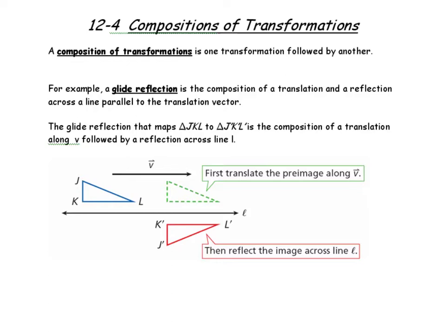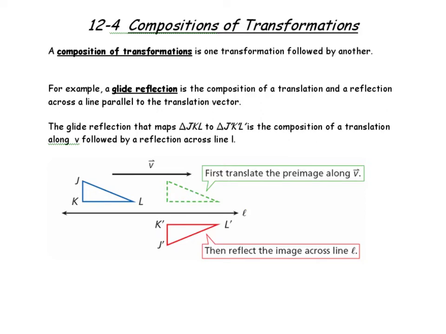Now, what we have here is an example of a glide reflection. And what they're doing is they're taking triangle JKL, and we're translating it and then reflecting it, to triangle J prime, K prime, L prime. And that would be a combination of both a translation along this vector V, followed by a reflection across the line L. So what we're going to do for the glide reflection is we're going to translate it first.